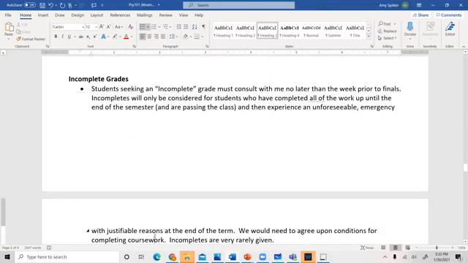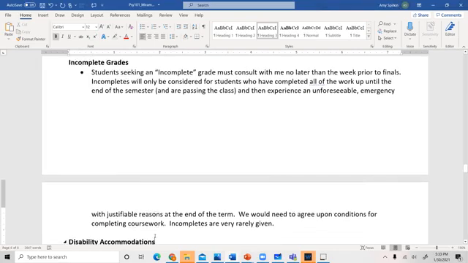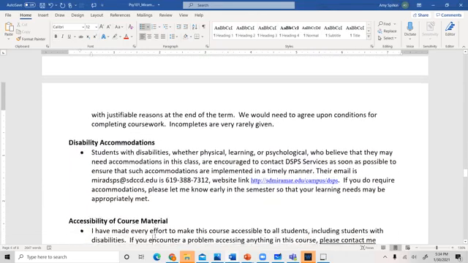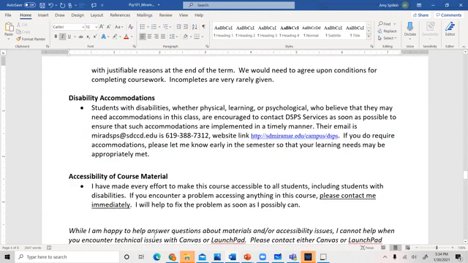Incompletes are only given in the case of a student who is passing the class up until the very last assignment, basically, when some emergency happened that didn't allow you to complete the very last assignment. So they're very rarely given, except if there's some sort of unforeseeable emergency at the very end of the semester. Of course, contact me if that is the case.